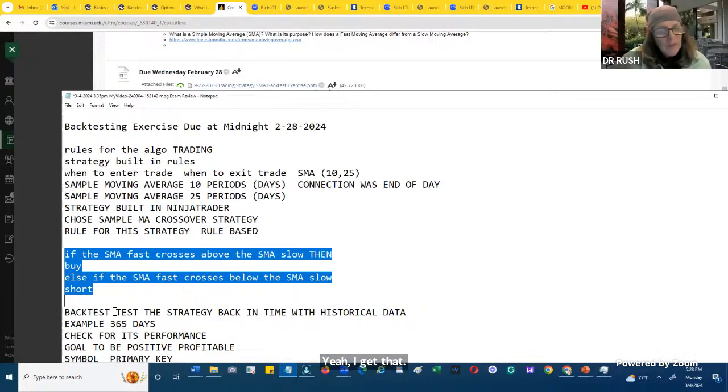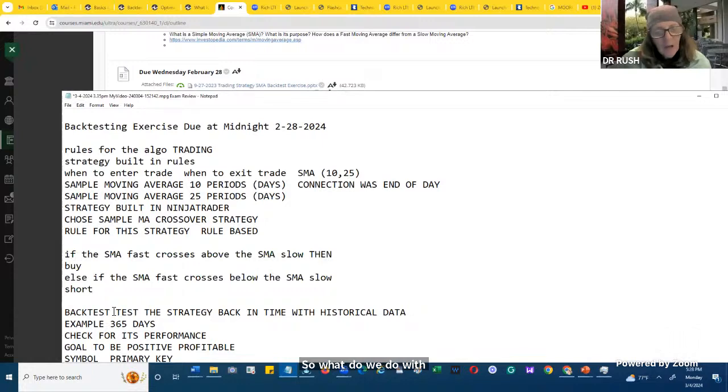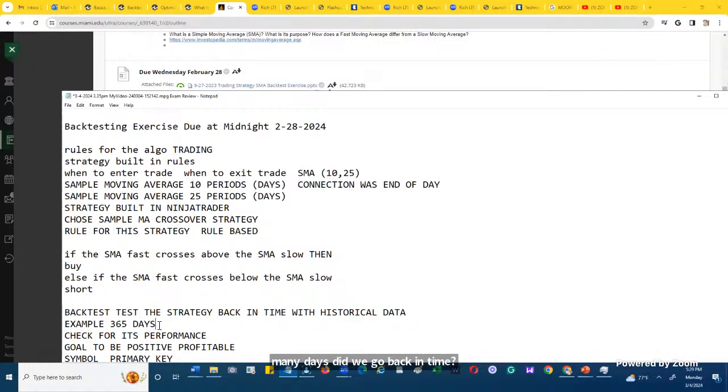So, what do we do with back testing? Back testing means we're going to test that strategy that we used, and this may be a lousy strategy, Arnold, or it may be a good strategy, or it may have been good 6 months ago, or it may not be good for this symbol. We want to back test that strategy. We're going to go back in time with historical data. And for our example, how many days did we go back in time? 365. We went for a year.